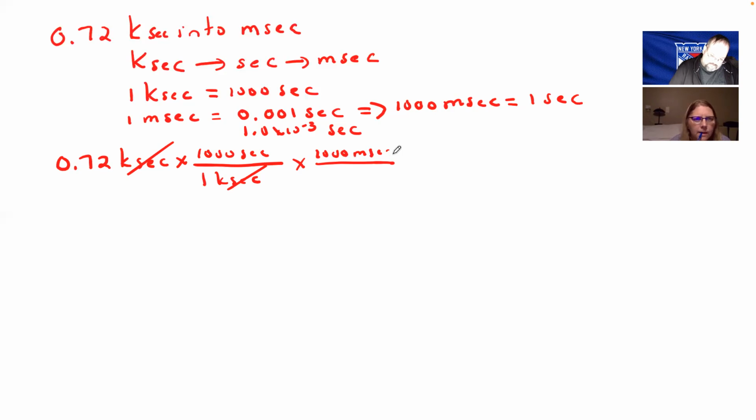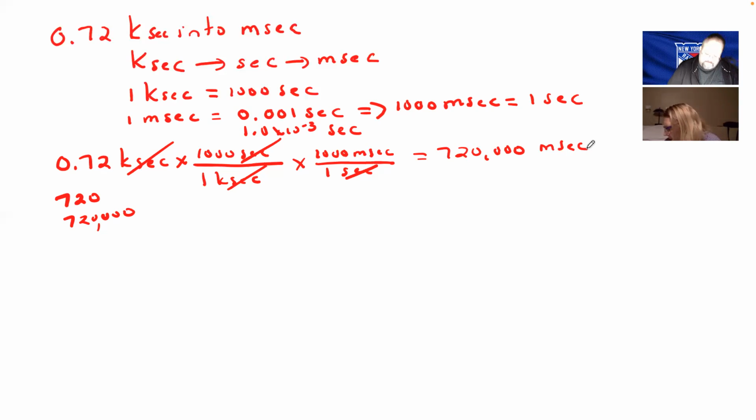That's right. Okay. Because now the seconds cancel. Cancel, and we have what we need. Yep. So we're going to move the decimal point 3 places. So that's 720. And then we're going to move the decimal point 3 more places. So I believe that comes out to 720,000 milliseconds. As the answer. Okay.